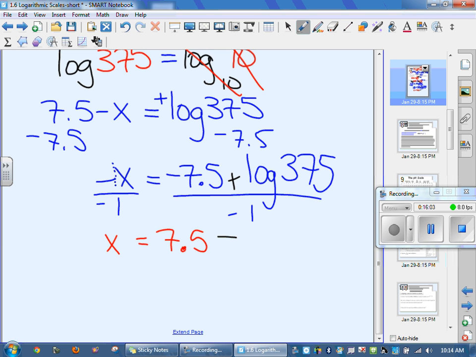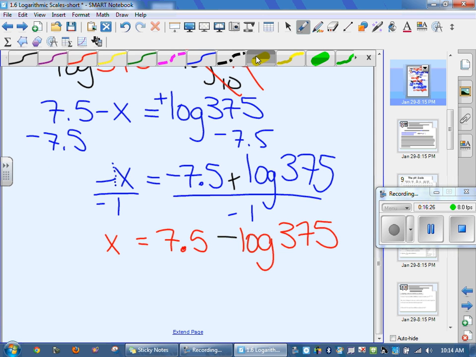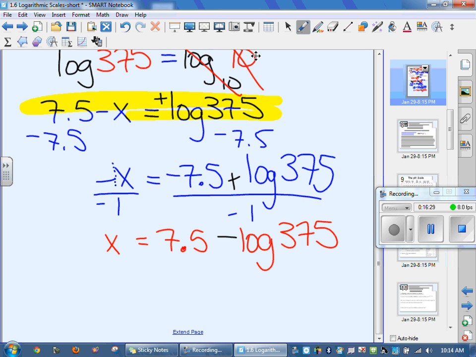Let's take a look at those signs now. Why did they change? Because you've got a negative dividing by a negative to give you a positive 7.5, and you've got a positive log dividing by a negative to give you a negative log. Okay? That's why it ends up that way. What do you notice about this equation, the way it's written, and the way this one is written? What do you notice about those? Who switched places?